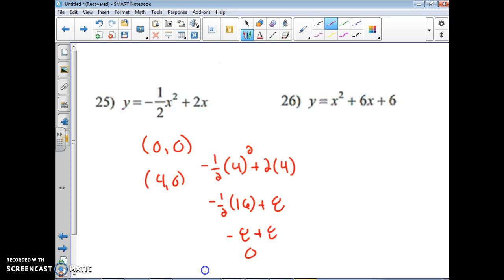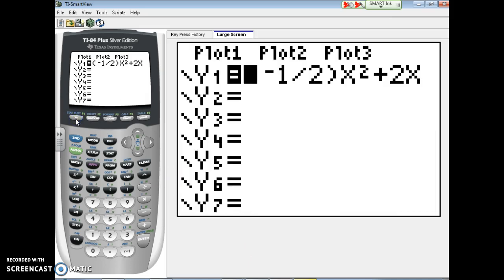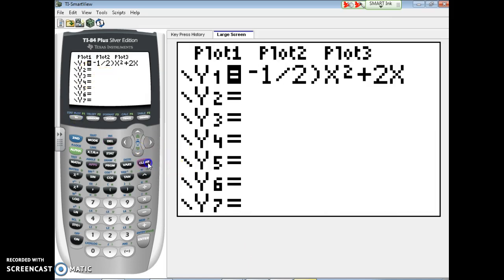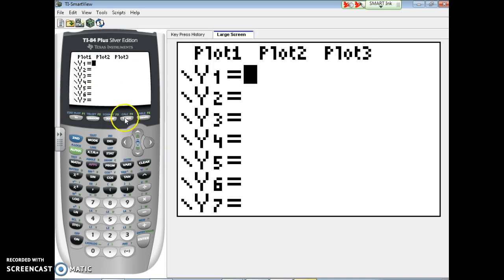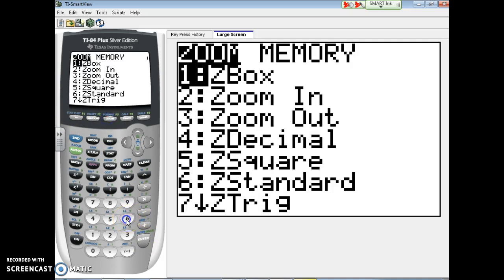I'm going to do one more with you guys. Let's look at number 26. We're going to do exactly the same thing. So I'm going to go to y equals. I'm going to clear out the old. So I'm going to just press the clear button. And I'm going to put in the equation x squared plus 6x plus 6 into my calculator. And then I'm going to press zoom, which is row 1, column 3, 6.